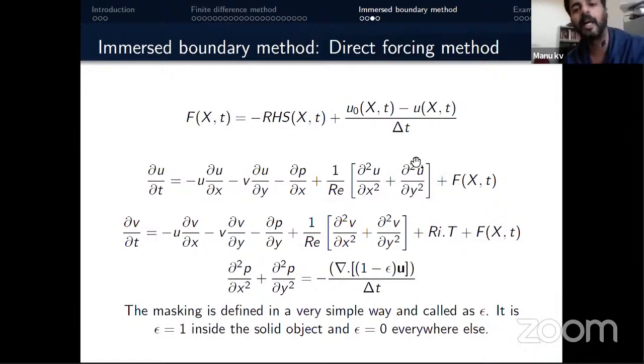Okay, so we are including a force function f, and we are including a masking function. This is the important part. The grid will be Eulerian in nature, and we add some points which are Lagrangian in nature.